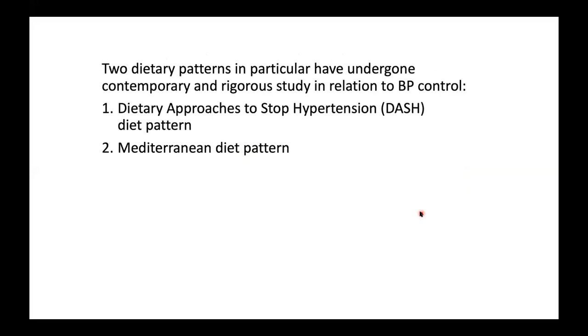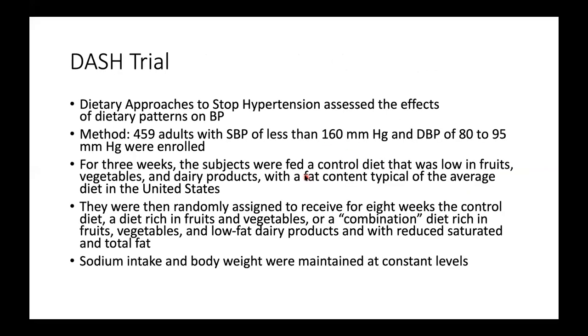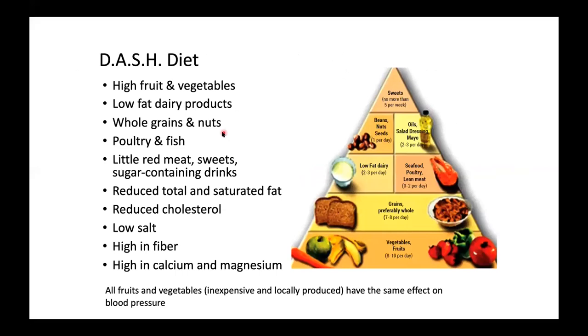There are two dietary patterns which were studied very thoroughly. That is DASH, the Dietary Approach to Stop Hypertension, and the Mediterranean diet pattern. I will go briefly through that. The DASH diet contains high fruits and vegetables, low fat dairy products, whole grains and nuts, poultry and fish, little red meat, sweets, and sugar containing drinks, reduced salt, total and saturated fat, and reduced cholesterol. So low salt, high fiber, and high in calcium and magnesium.